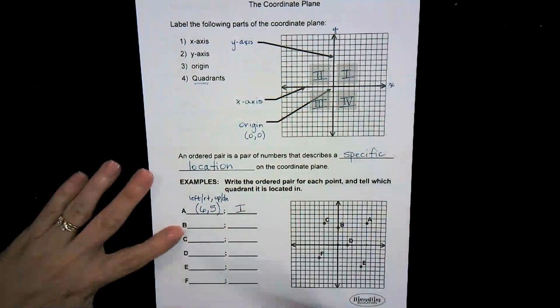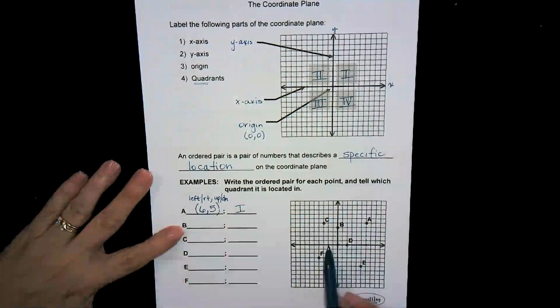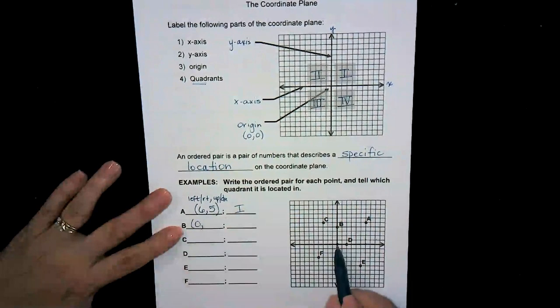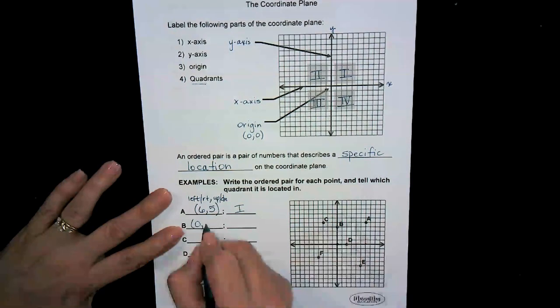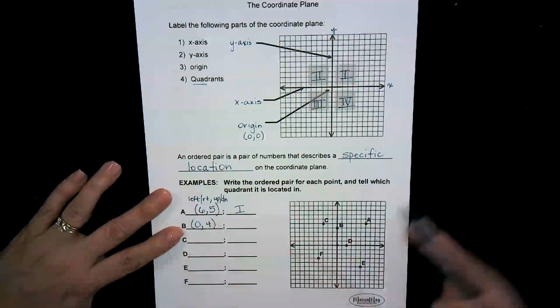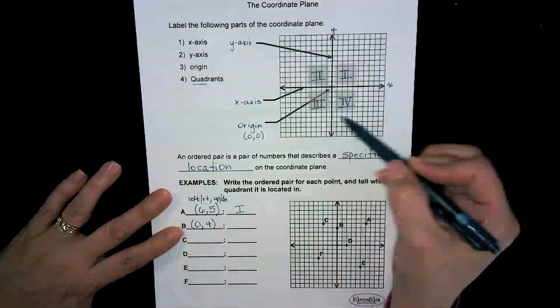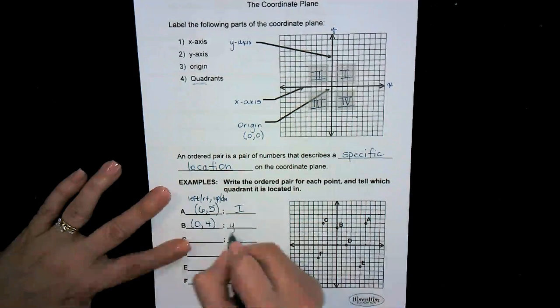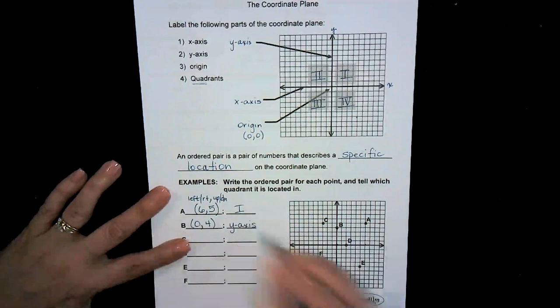Okay, let's do B. So here's B. Notice I don't have to go any left or right to get to B. So we have to put a 0 there to indicate we don't go left or right at all. Then we go 1, 2, 3, 4 up, and remember, up is positive. Now, when we want to know what quadrant is that in, well, notice we said that the axes divide the graph into 4 quadrants. But what happens if a point lands on the axis? Well, it's not in a quadrant. So what we do is we just say it's on the y-axis.